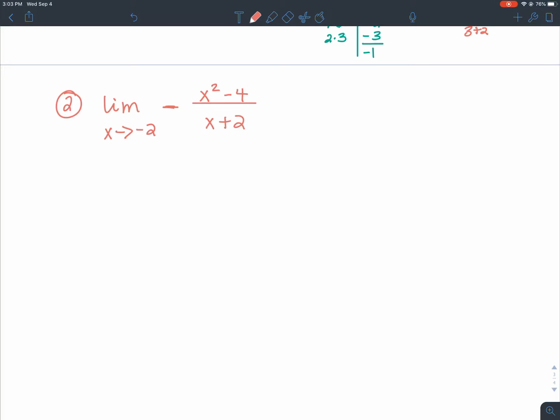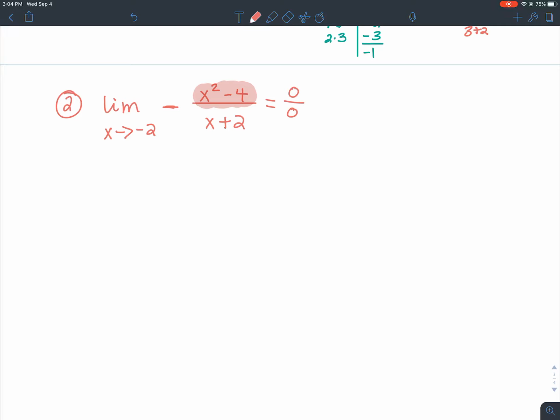All right, step number 1. I got to plug in negative 2. Always check. Negative 2 squared is 4. 4 minus 4 is 0. If I plug in negative 2 on the bottom, that's 0. Okay, well, I got to do my work now. Factor, cancel, plug in. The bottom still doesn't factor. Sometimes it does, sometimes it doesn't, but the top does. This is our friend. It's a difference of squares.